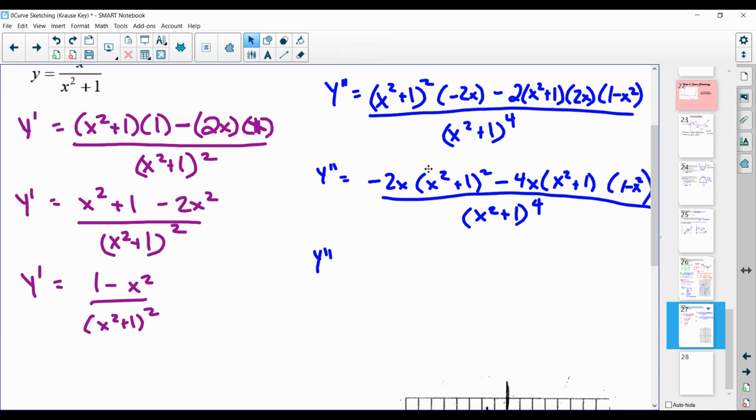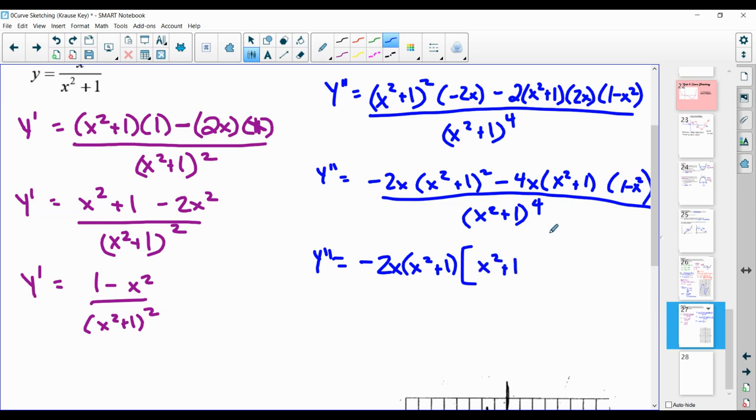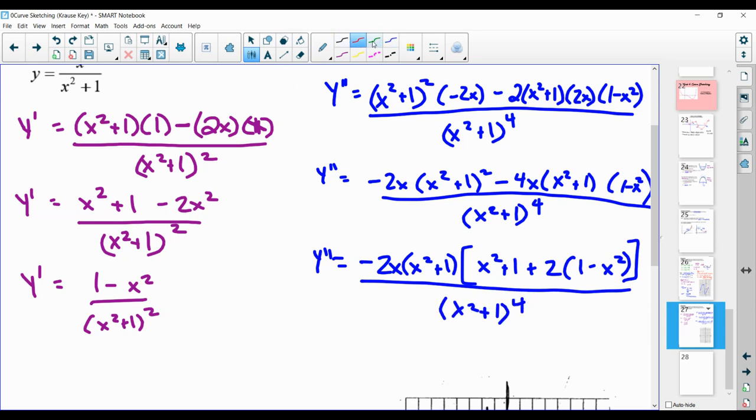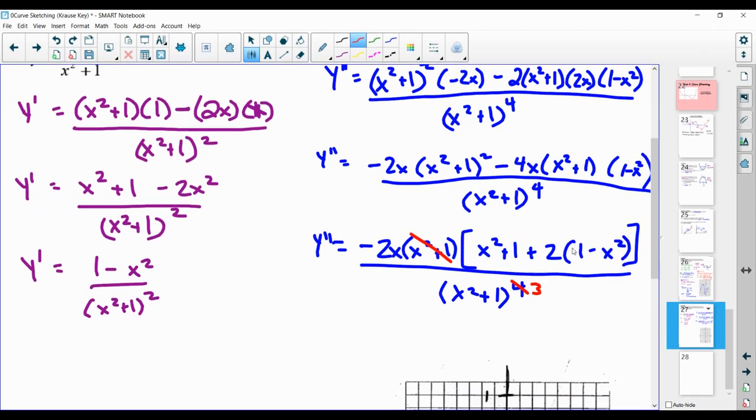And so what I'm going to do is factor out my lowest amount. So my lowest term here, I have an x squared plus 1 and an x squared plus 1 squared. So that's going to give me an x squared plus 1 that I can pull out. And I can also pull out a negative 2x as well. So I'm going to have a negative 2x. I can pull out an x squared plus 1. And that's going to leave me with x squared plus 1 and positive 2, and I'm going to have 1 minus x squared. And underneath, I'm going to have x squared plus 1 all to the 4th. So canceling some things out, the x squared plus 1 will disappear, and this will become a 3. So now I've got negative 2x times x squared plus 1 plus 2 minus x squared.